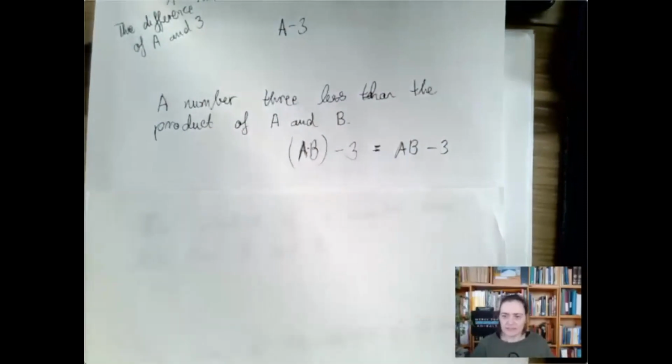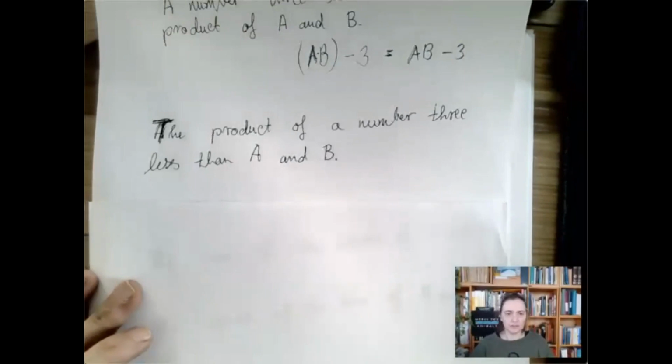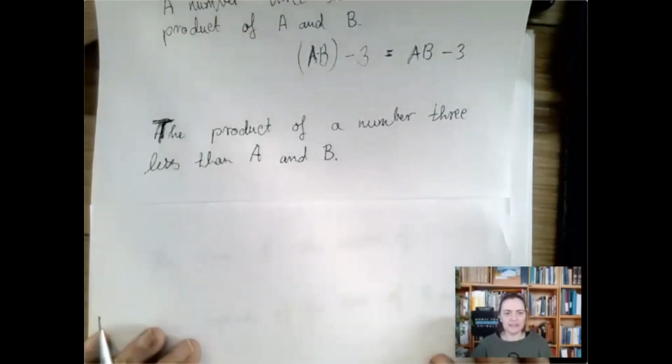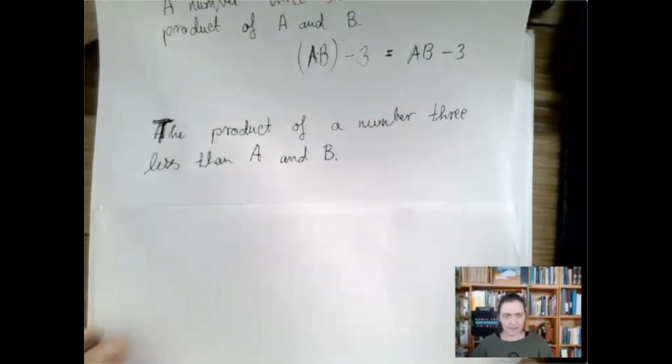Any questions? The product of a number 3 less than A and B. Look for the first: product means two things will be multiplied. The first thing is between the words of and and, and the second thing is after the word and. Those are the two things we're going to multiply. The product of a number 3 less than A and B.